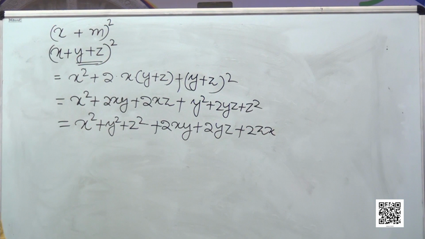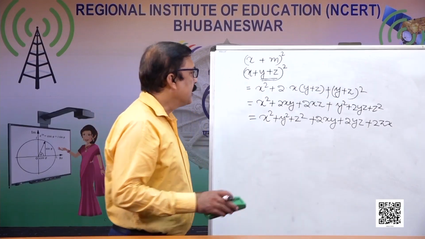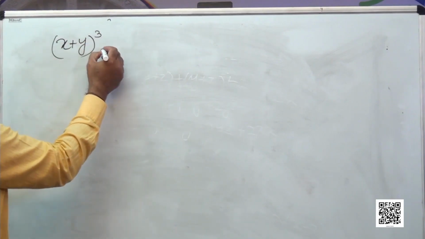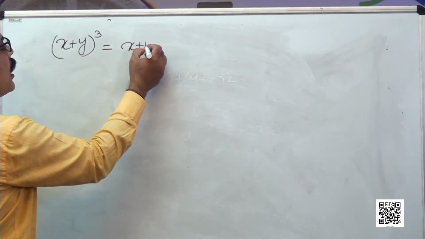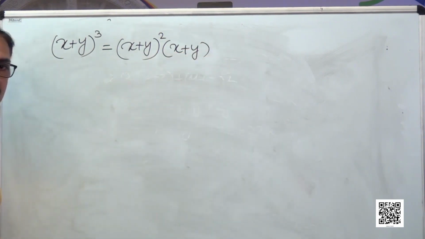So our identity is (x plus y plus z) whole square is equal to x square plus y square plus z square plus 2xy plus 2yz plus 2zx. Let's discuss another one. Here we have (x plus y) whole cube. (x plus y) whole cube can be written as (x plus y) whole square into (x plus y).